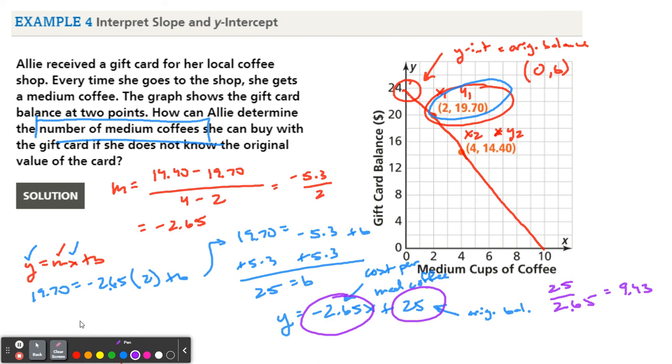And again, you're not going to use the rounding rules. It's got to be a whole number of coffees. So you have to actually round down. So that means that she could buy 9 medium coffees. And there you go.